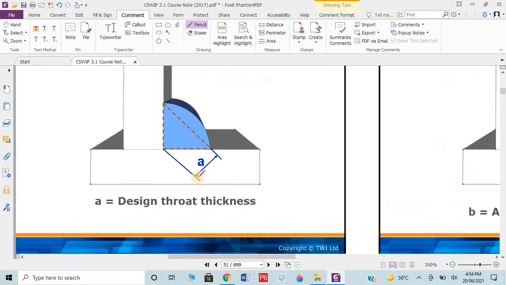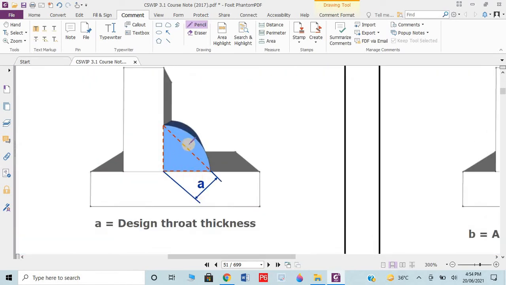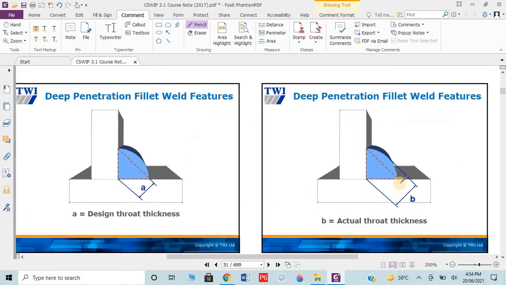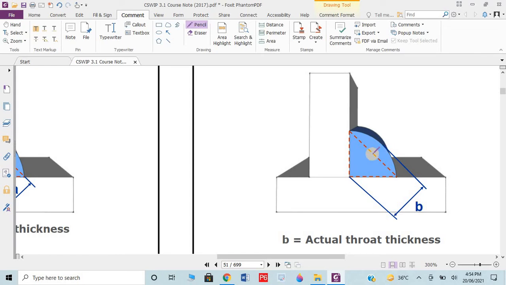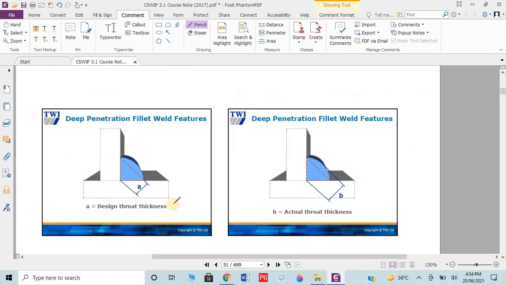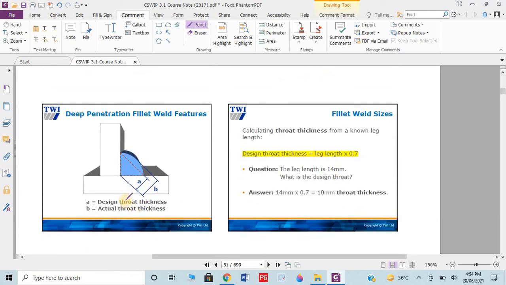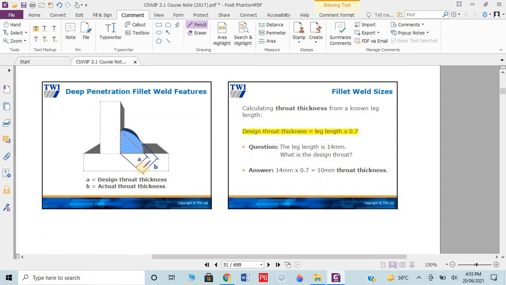Okay, you can also elaborate. See here, this is the design throat thickness, denoted with A. This is the actual throat thickness, meaning excessive welding is also included here. Then we have A plus B is equal to the actual throat thickness. Now here we have the question.